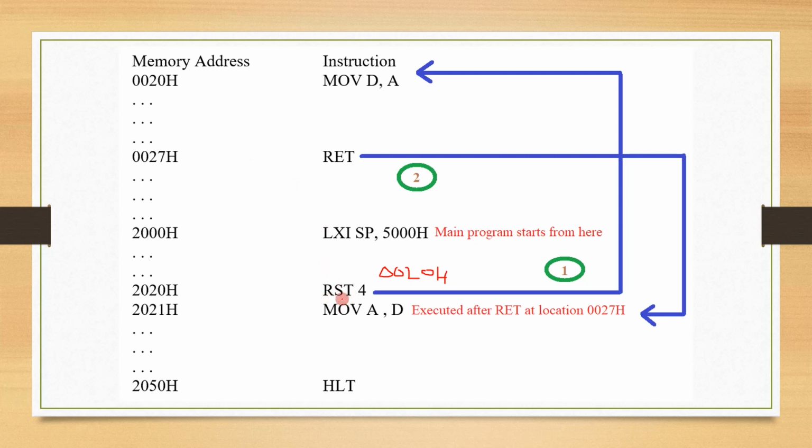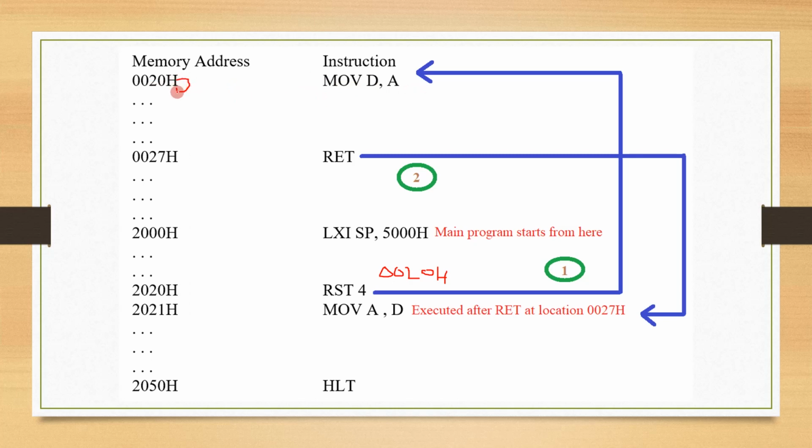That means the peripheral wants service from the microprocessor. This is an interrupt, and when the microprocessor encounters the RST4 interrupt, it has to jump to a subroutine. That is why the name given is interrupt service routine. So it will jump to 0020H, and the set of instructions which are stored from location 0020H will get executed, like at 0020H there is MOV D, A.